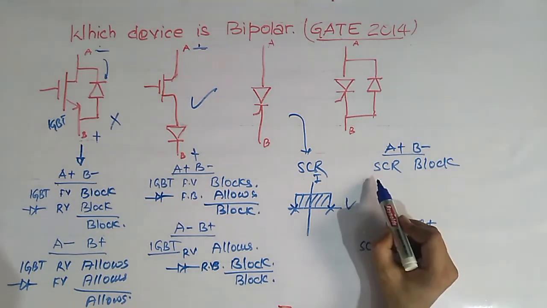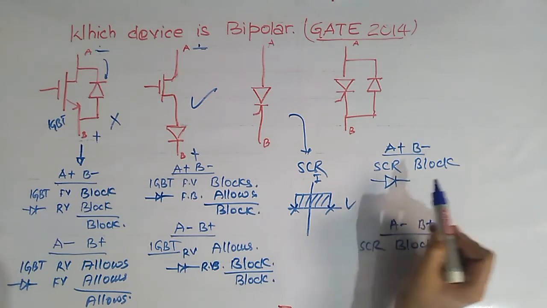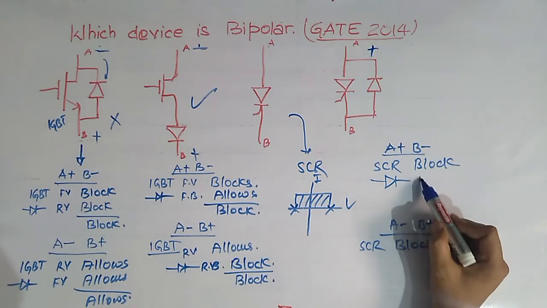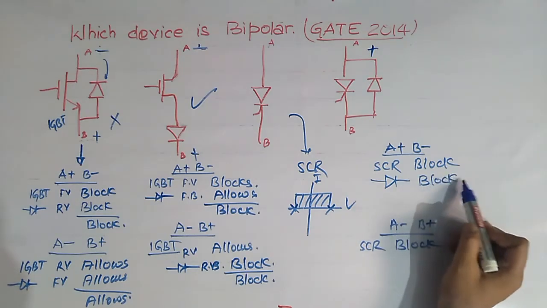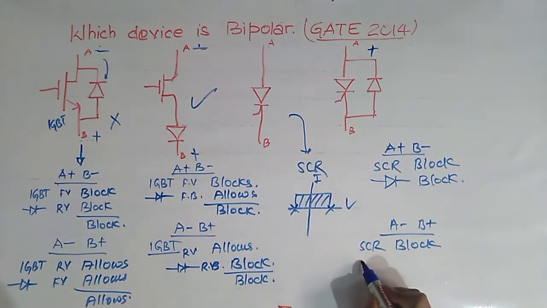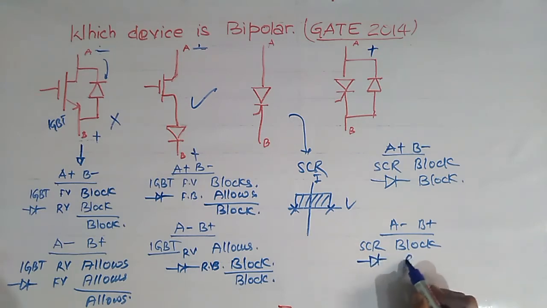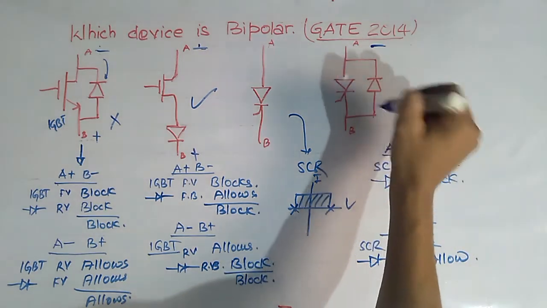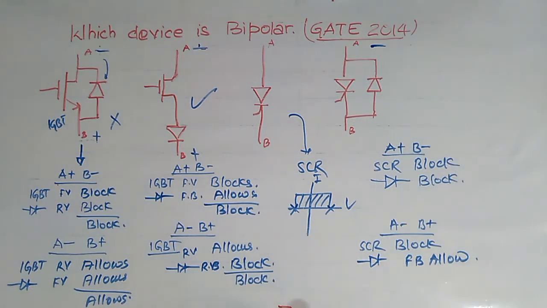But in this case, when this is positive, this diode will block this polarity, because the diode gets reverse biased, while in this case this diode gets forward biased, so it will allow this polarity. Okay, when A is negative, then this diode gets forward biased, so it will allow this polarity.